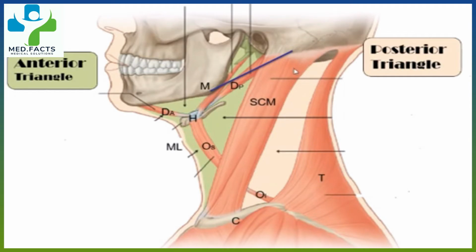So if they ask you the boundaries of the posterior triangle, in the front we have the sternocleidomastoid, behind we have the trapezius, and below we have the clavicle. The base is formed by the clavicle.